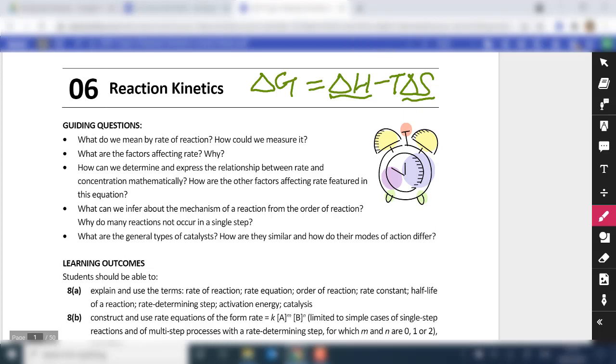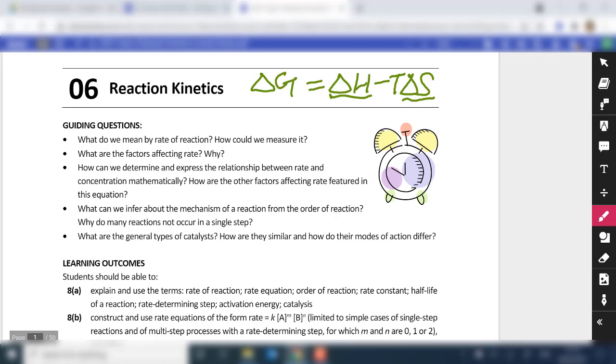And at the end of the day, whether a reaction will truly go forward or not, there's another factor you need to consider, and that is the topic of this particular chapter, which is reaction kinetics. Because a reaction can be very thermodynamically feasible, but the reaction may take a few thousand years to take place. A very classic example would be the formation of graphite from diamond, because diamond is actually the thermodynamically less stable form. However, the activation barrier is very, very high.